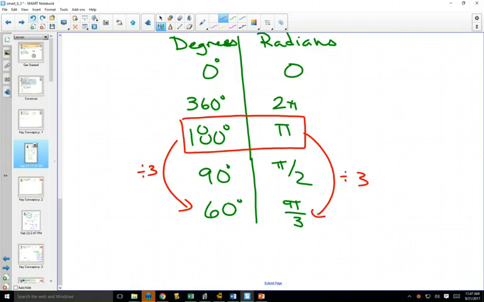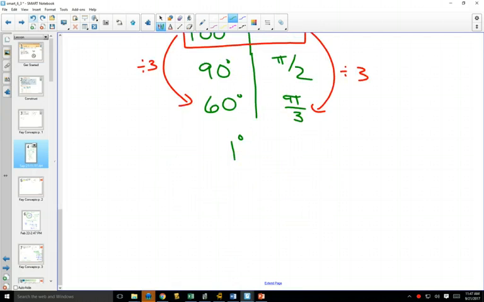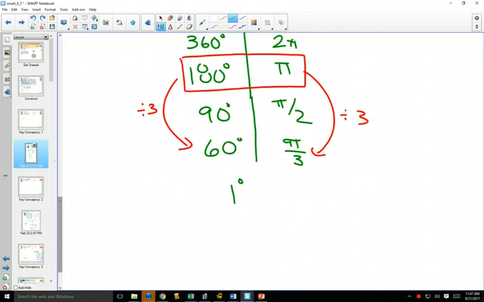Because the next thing I'm going to ask you is one that's harder. How about 1 degree? See how if I want to go from 180 down to 1, I'd have to divide by 180. So if I have to divide this side by 180, I get pi over 180.